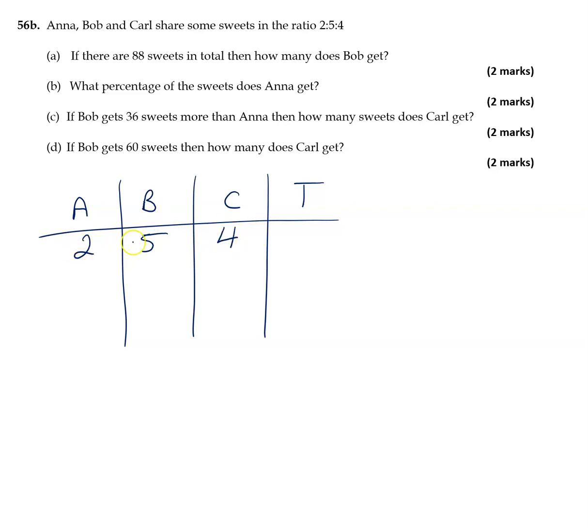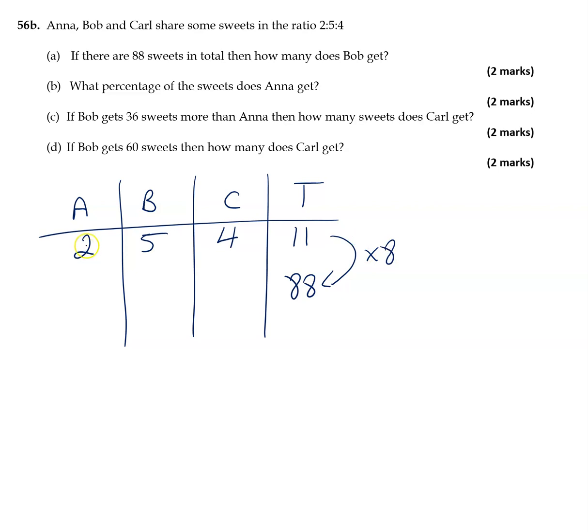So if they had 2, add 5, add 4 is 11. So for every 11 sweets, Anna gets 2, Bob gets 5, Carl gets 4. We know there's 88 in total. So how many lots of 11 is 88? 88 divided by 11, hopefully you can see, is 8 times bigger.